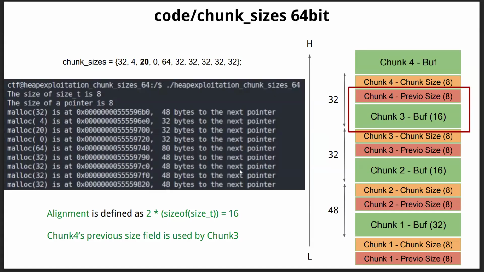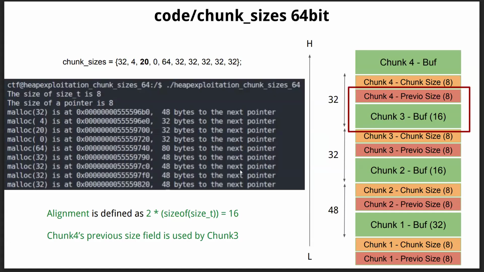Okay, so we are asking for 32, 4, and 20 bytes, and 0 in this case. So the first chunk, we have 2 metadata fields, 16 bytes total. Then we have the buffer, we ask for 32 bytes. And the distance between the first one and the second one is 48, which means the metadata of the second chunk is 16 bytes. So the data for the first chunk is actually 32 bytes. Compared to the 32-bit version, where we have 40 bytes. Now we have 32 bytes, and that's good enough. We only ask for 32 bytes.